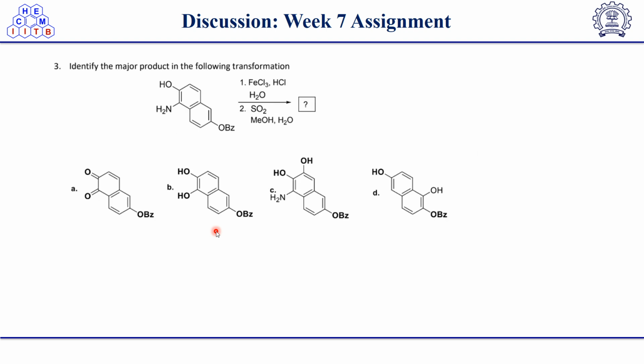Now moving to the next question, identify the major product in the following transformation. So this particular compound is treated with FeCl3, HCl and H2O, and in the second step it is treated with sulfur dioxide, methanol and water. So what will be the major product in this reaction out of the four options given here?